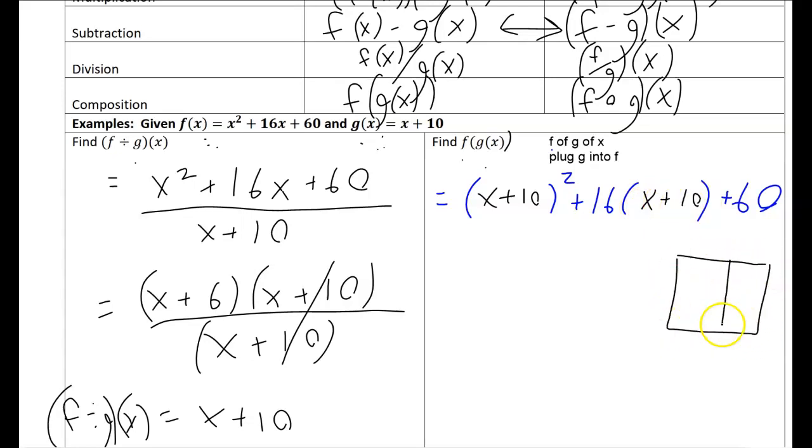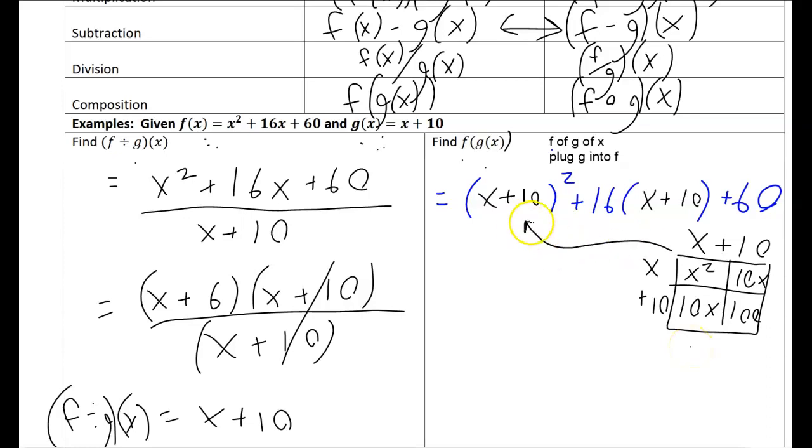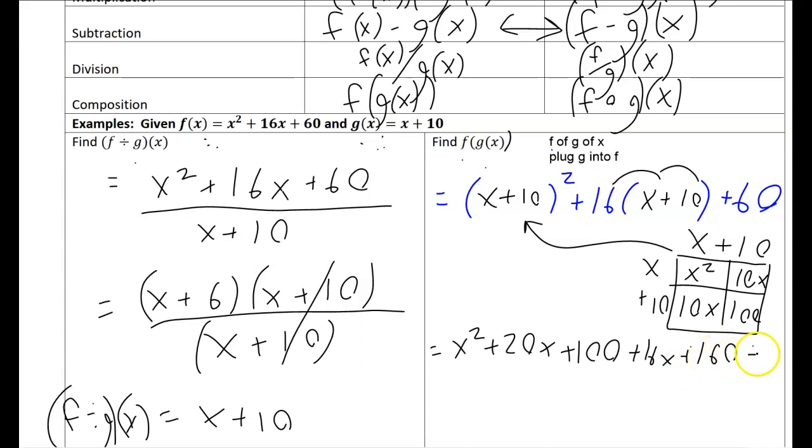And I'm going to show this step. A lot of you guys can do it in your head, but I just want it to be clear. To expand this, we need to multiply by itself, right? And this is my preferred method. It's not the only way. So I'm going to plug that back in. This is that, right? My 16 over here, I'm going to distribute. So what I get is x squared, 10x plus 10x is 20x, plus 100, plus 16x, plus 160, plus 60.